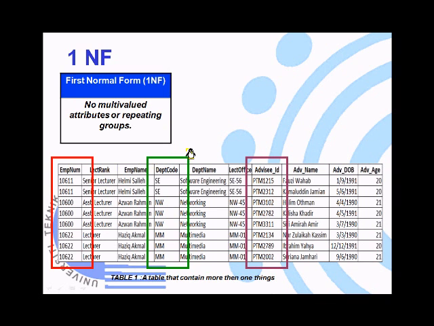In the first normal form, what we need to do is identify the candidate keys. In this example, we find out that EMP num, department code, DEPT code, and advisee ID can be keys. So by having these keys, we need to identify which field is related to each of these fields.